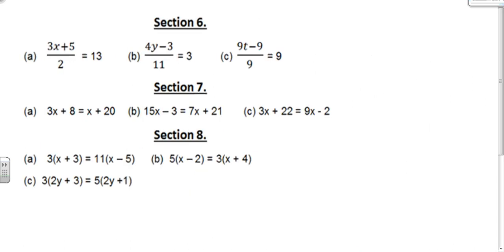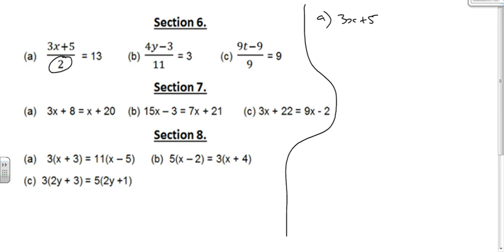Okay, the final 3 sections. So, section 6 here. Start off with, we're going to get rid of the divided by 2. So we're going to have, question A, 3x plus 5 equals 26, because we've got rid of the divided by 2 by timesing by 2. Now, we get rid of the plus 5 by taking away 5. So it's going to be 3x equals 21. Then we divide by 3, so we've got x equals 7.